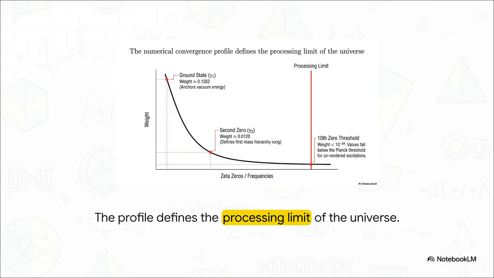This is defined by the numerical convergence profile of the zeta zeros. As we move down the hierarchy of frequencies, the computational weight drops. By the time we hit the 10th zero threshold, the mathematical weight falls below 10 to the negative 34th power, and that is the Planck threshold. Any mathematical excitations that fall below this line simply do not get rendered into physical existence. The engine just drops them.